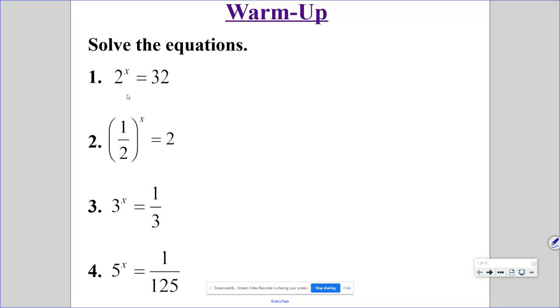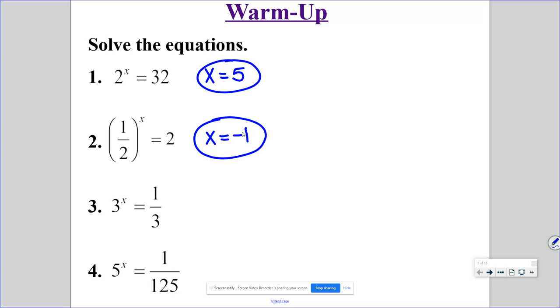So I'm asking you here, 2 to what power is equal to 32? That exponent would have to be a 5 to make that equation true. For 1/2 to be raised to a power to equal 2, obviously what's happening is you're flipping this number and then it's equal to a 2. And the only way to flip a number is if it was a negative exponent. So this would have to be to the -1 power.